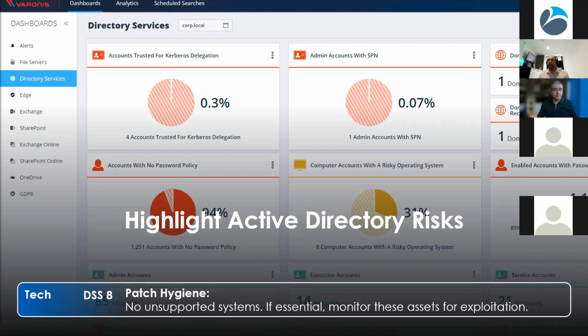And finally, in terms of unsupported operating systems and unsupported platforms, we'll scan through your Active Directory objects and highlight any computer accounts that have risky operating systems. Again, we're looking specifically for Windows XP, Windows 7, Server 2003, and things like that.